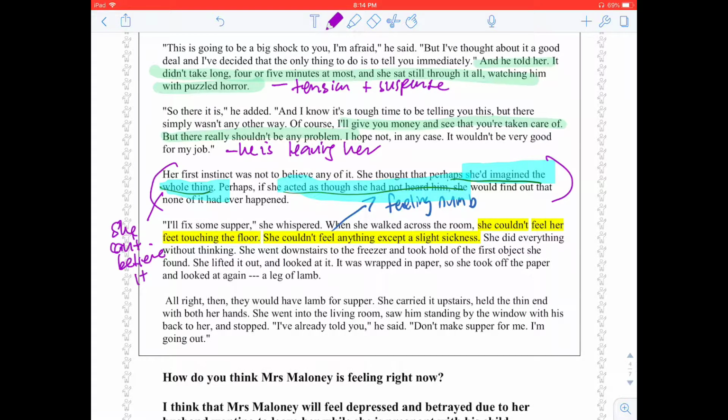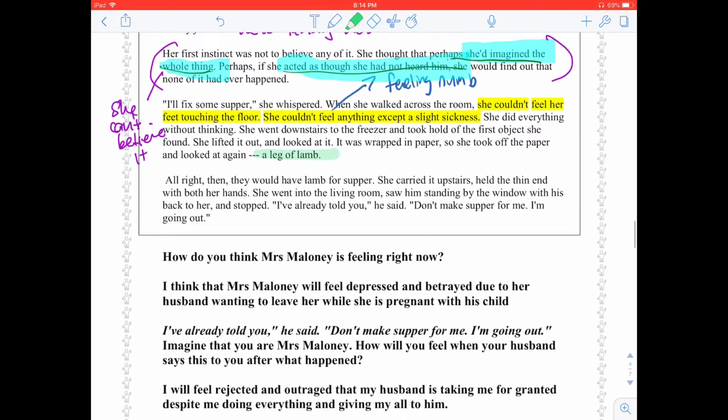And how do we know? "I'll fix some supper," she whispered. When she walked across the room, he couldn't feel her feet touching the floor. She couldn't feel anything except a slight sickness. She did everything without thinking. All right. And then she took the leg of lamb. So obviously in this part she's feeling very numb already. She doesn't know how to feel.